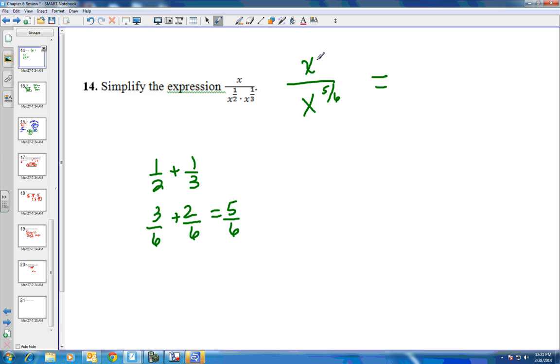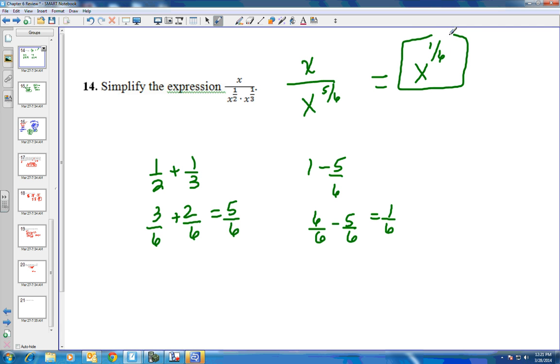So now I'm supposed to divide them. I have the same base, so I keep my base. And what do I do to my exponents? When you're dividing, you subtract. So it's 1 minus 5/6. So that's going to be 6/6 minus 5/6. So my answer is x to the 1/6. Yeah, and my exponent on this is 1.